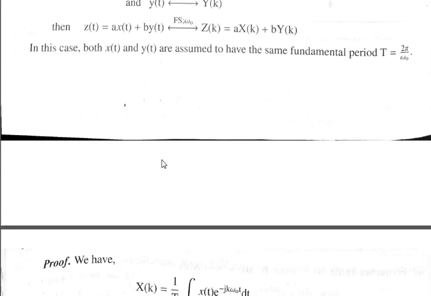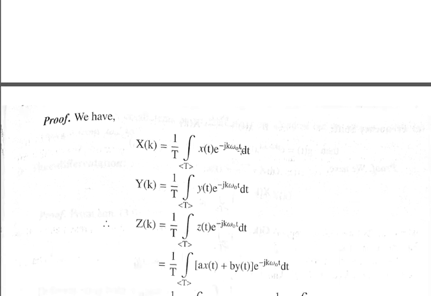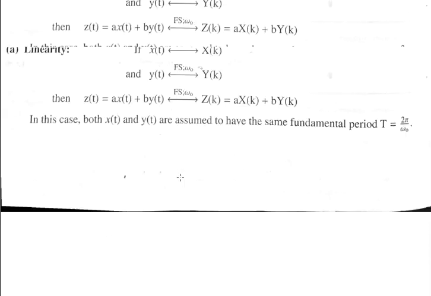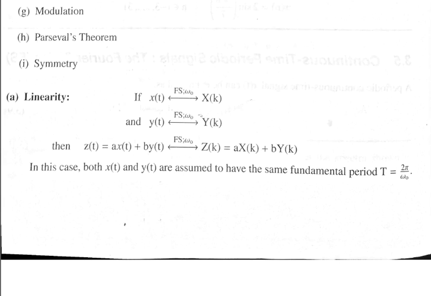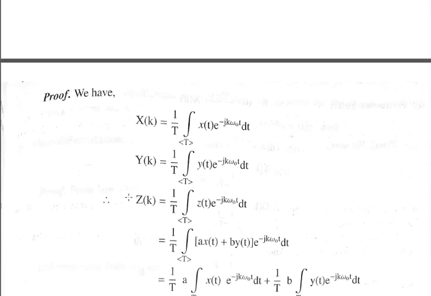Now let's consider the analysis equation x of k equals 1 by T, the integral over T x of t e raised to j k omega naught t dt. Now in this equation, x of k's Fourier representation is this one. In place of x of t, it is not necessary that always x should be the signal. So we can have y of t. In those cases, these equations will correspond to y. So x of t signal's Fourier representation is this way.